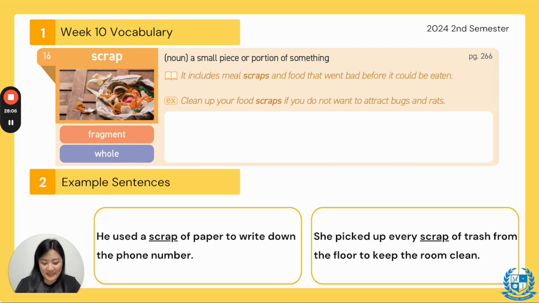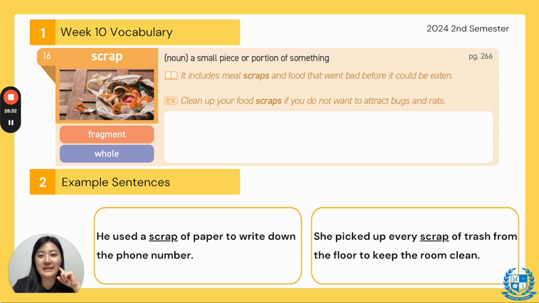Number 16, everyone say scrap. Scrap. The synonym is fragment, meaning a little piece. And the antonym is the whole. It is a noun and it means a small piece or portion of something. So just a little bit of something. A scrap, not a big piece.